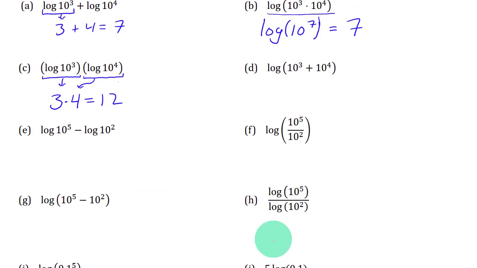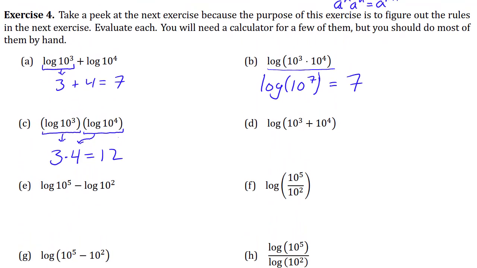Alright, let's go back to this one. Log of 10 to the power 3 plus 10 to the 4. So 10 to the power 3 is 1,000. 10 to the power 4 is 10,000. There's no exponent rule that tells you how to combine that into 10 to the 7 or 10 to the 12 or anything like that. So this is really just log of 1,000 plus 10,000, which is the same as log of 11,000.